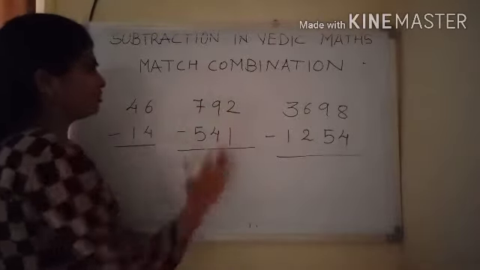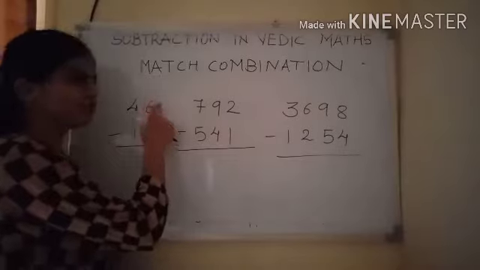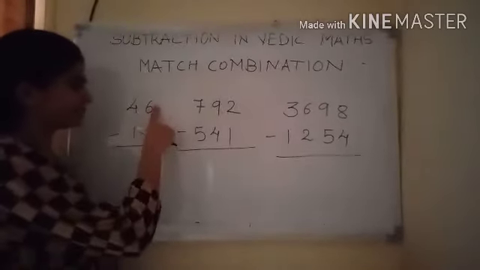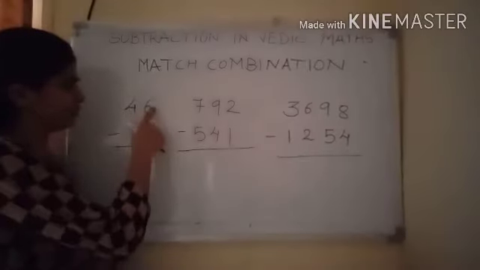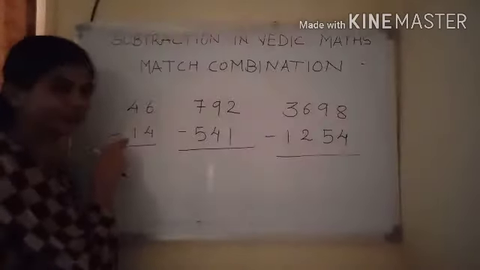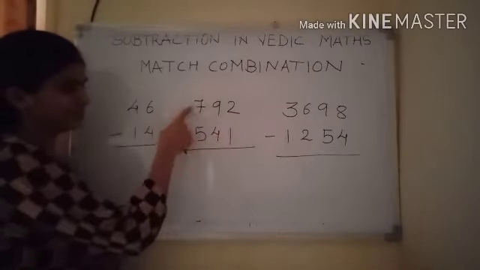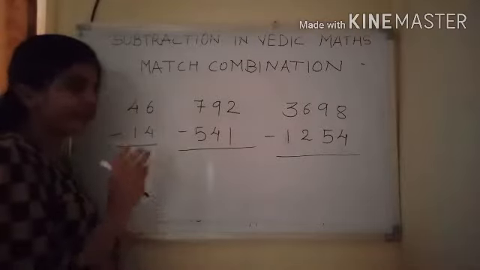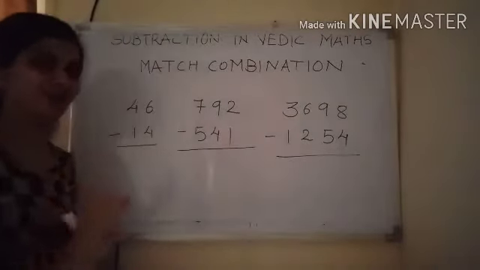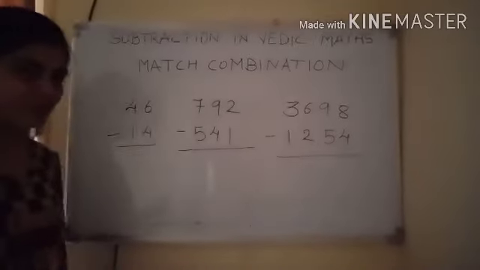Generally, match combination is nothing but the upper number being greater than the lower number. Here you can check that 6 and 4, 6 is greater than 4. This 4 is greater than 1. This 2 is greater than 1. 9 is greater than 4. 7 is greater than 5. Right? So the upper numbers are greater than the lower numbers. Then we can say that it is known as match combination.